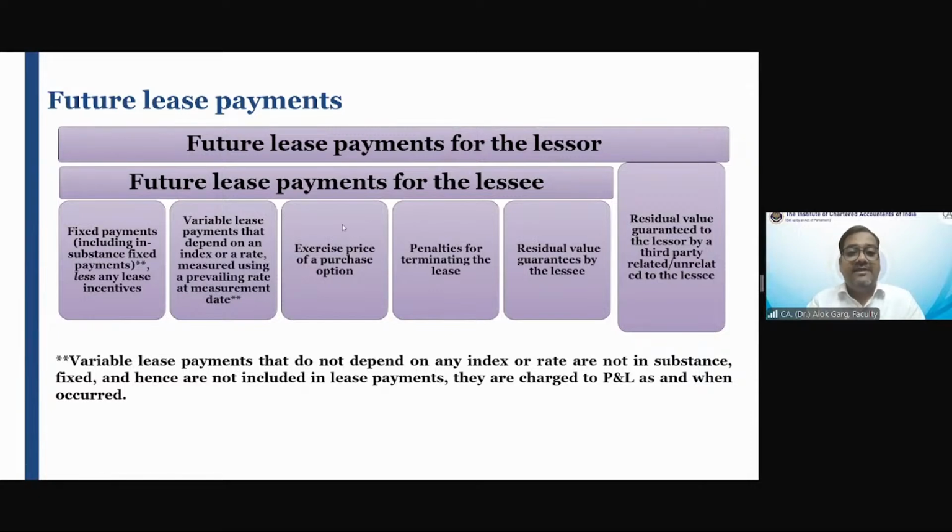Always remember, this exercise price, penalties, residual value, this will come at the end of the lease period. Okay. Because exercise price will come when you exercise. Okay. Typically at the end of the lease period. Friends, these all 5 payments are the lease payment from the perspective of the lessor as well. Plus, since the asset belongs to the lessor, so if anyone other than the lessee has also given a guarantee, residual value guarantee to the lessor, that residual value guarantee is also required to be taken into consideration, right?